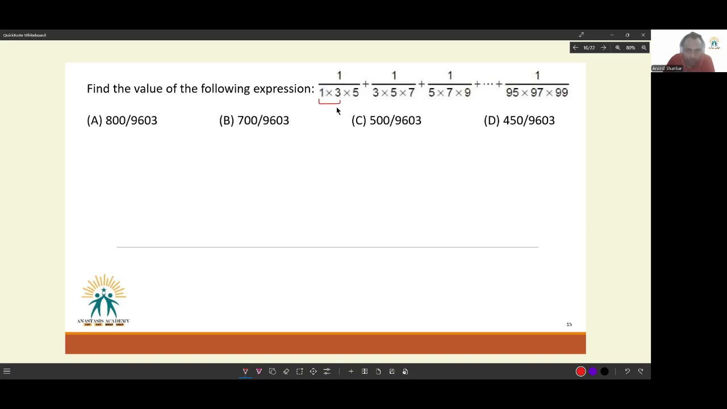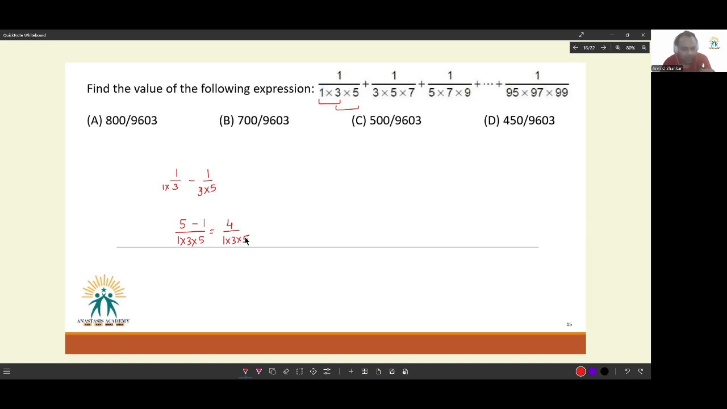We take terms like this. Look at this. If I take 1 by 1 into 3 minus 1 by 3 into 5, what will I get? I will get 3 is common. I will have 5 minus 1 by 1 into 3 into 5. This will get me to 4 by 1 into 3 into 5.